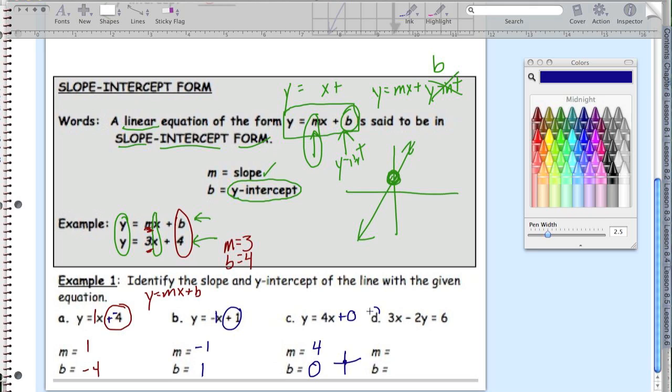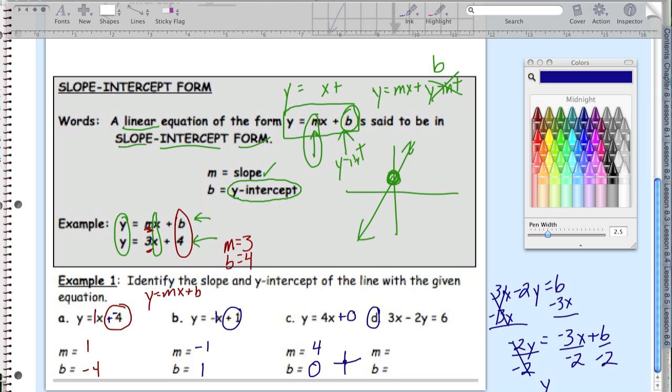All right, then we get to letter D, and you might think, oh, 3 and then 6. But that's not true. In this case, you have to put it in slope-intercept form, or what we've commonly been calling function form. Okay, so we have to go ahead and get this so that it's y equals. 3x minus 2y equals 6. I'm going to subtract 3x. I get -2y, because these cancel, equals -3x plus 6. These aren't like terms, so I can't combine them. Now I'm going to divide everything by -2.